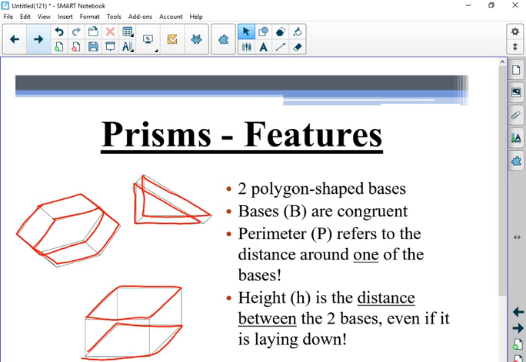The perimeter refers to the distance around one only. Be very careful about that. It's only one of the bases. So in other words, if this was a big shape you were walking around, you're going to walk around the building one time. You're not going to walk around the bottom and then walk around the roof and count that as another perimeter. It's just the distance around the shape. And the height is the distance between the two bases, even if it's laying down.